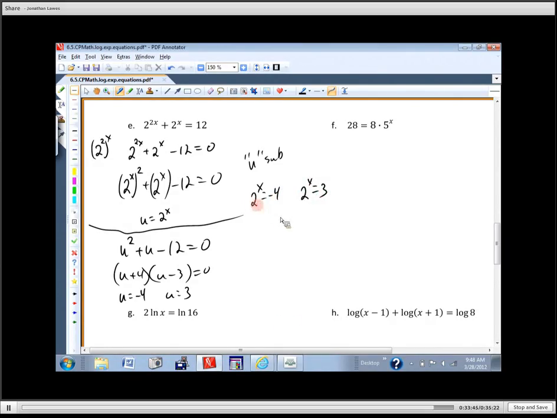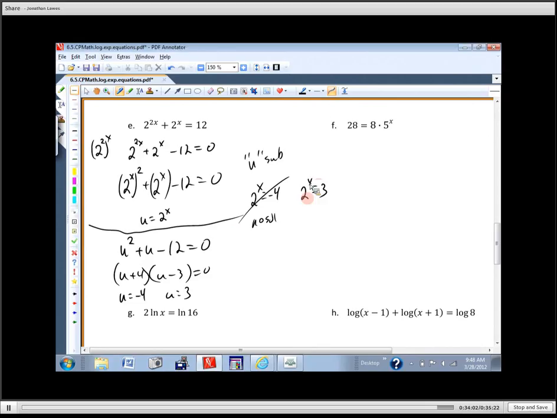Now, can I ever have a positive number raised to a positive power, or any power, and get a negative? Nope. No solution. Nothing from there.